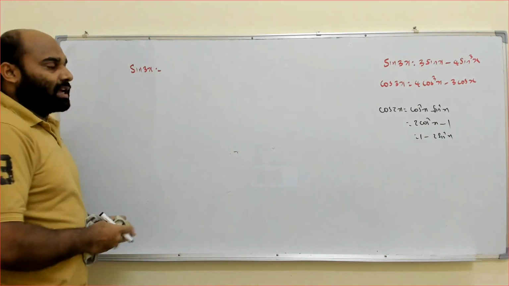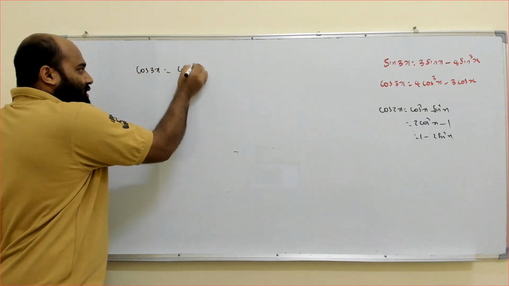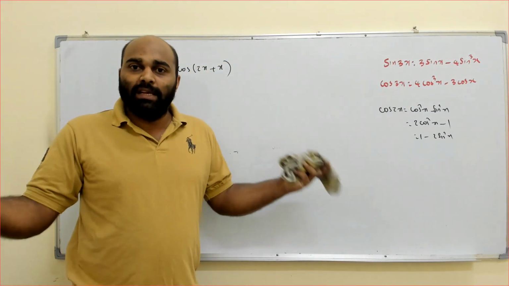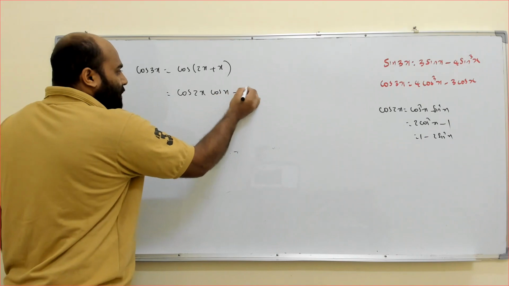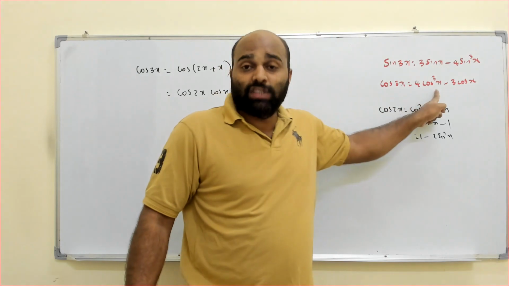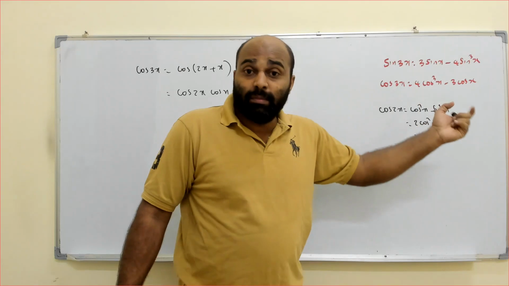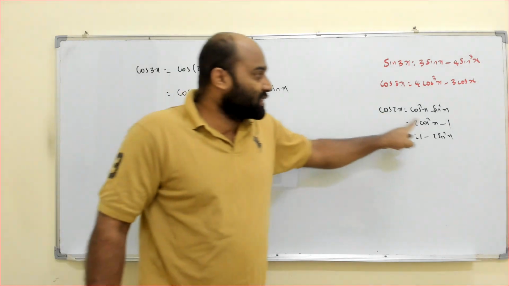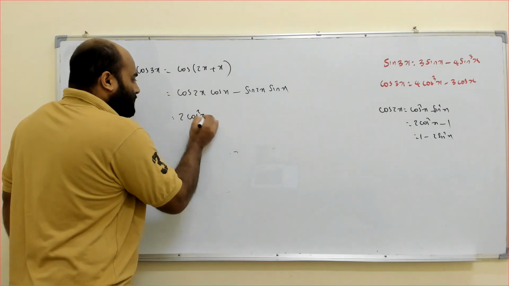See, what is cos 3x? Listen. Cos 3x also can be written as cos 2x plus x. What is cos a plus b? Cos a cos b minus sin a sin b. So this can be written as cos 2x cos x minus sin 2x sin x. Everything we want to get in terms of cos x, not cos 2x, not cos 3x. Cos cube x means cos x whole cube. So what is cos 2x? Cos 2x we can write as 2 cos square x minus 1.